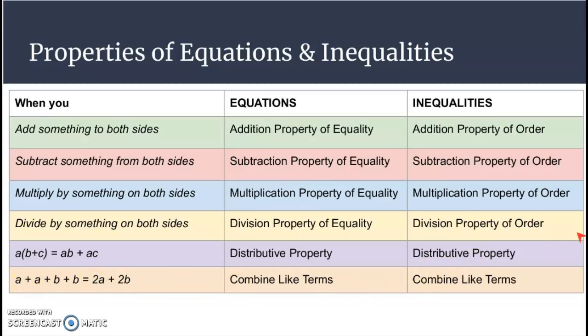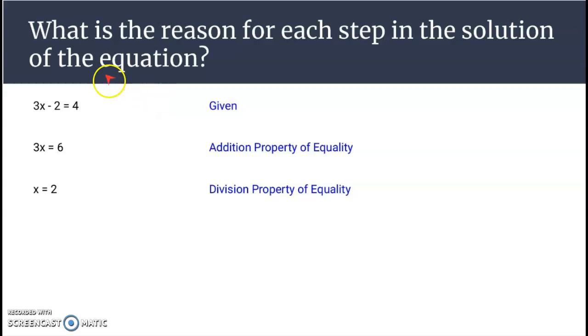All right, let's look at a few examples to make sure we understand the reason for each step of the equation. So here's an equation. Starting out, we always just say given. We have 3x minus 2. How did we go from this one to this one? They added 2 to both sides, plus 2 and plus 2, and that was an application of the addition property of equality. And then how do you go from 3x equals 6 to x equals 2? Division by 3, division by 3, and that is the division property of equality.